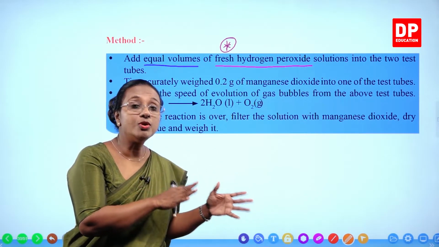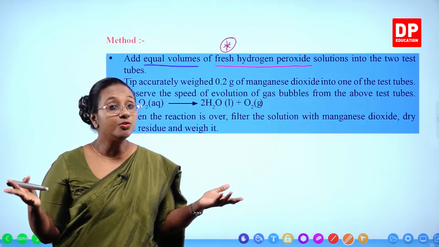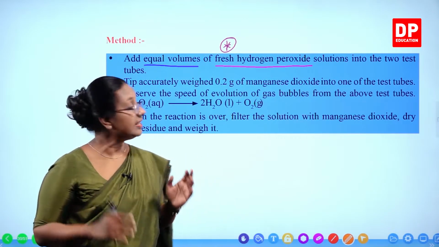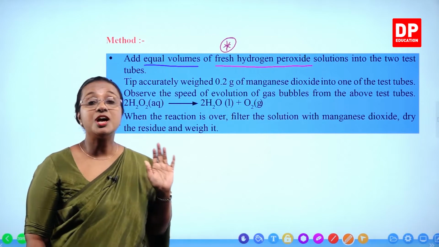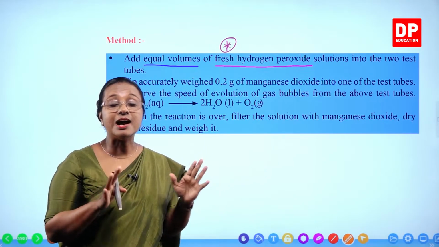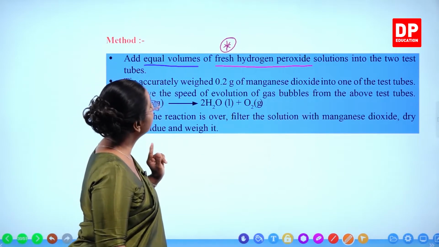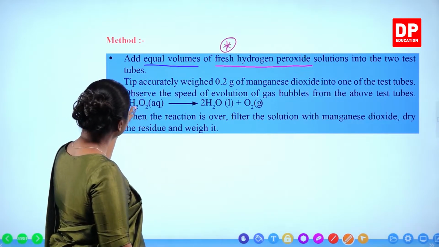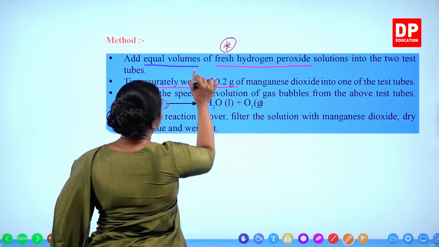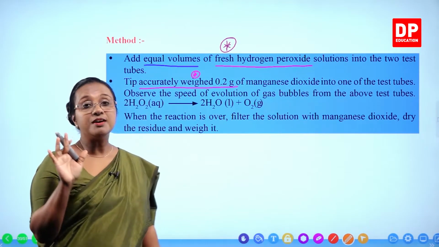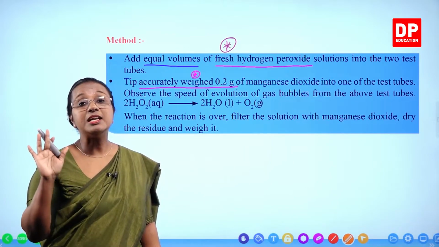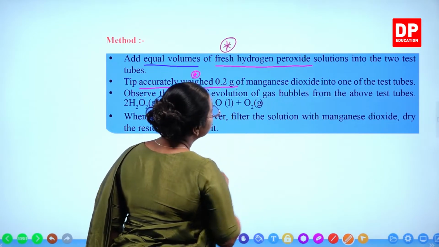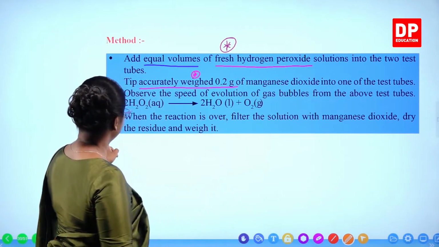So if you have an old solution of hydrogen peroxide, we really don't know whether it's hydrogen peroxide or whether it has been converted to water and oxygen. So that is the reason why you need to take fresh hydrogen peroxide, so it's only hydrogen peroxide. So add equal volumes of fresh hydrogen peroxide solutions into the two test tubes. Tip: accurately weigh, again, to observe that the catalyst is not chemically consumed during the reaction. Accurately weigh 0.2 grams of manganese dioxide into one of the test tubes.